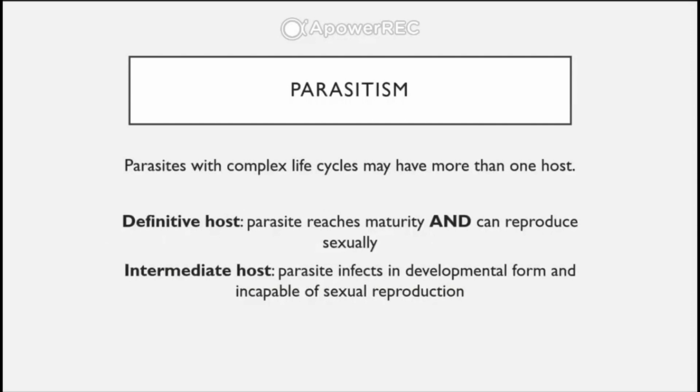Okay, with parasitism, parasites tend to have a very complex life cycle, which typically has more than one host. There are two different types of host categories. One is a definitive host category, and this is where the parasite reaches maturity and can reproduce sexually. The intermediate host portion is where a parasite infects in a developmental form and it's incapable of sexual reproduction.